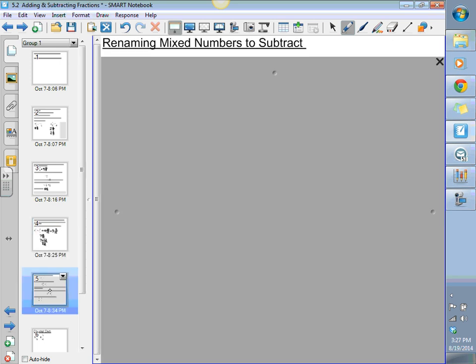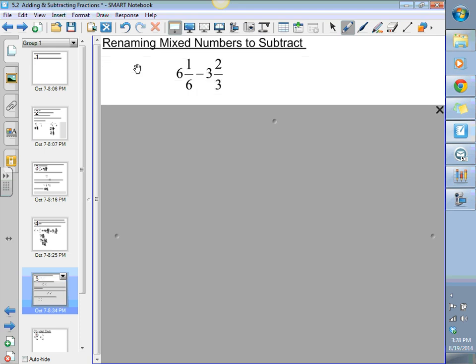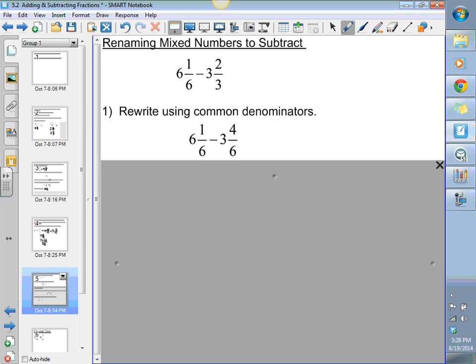Moving on. Renaming mixed numbers so we can subtract. We've got 6 1/6 minus 3 2/3. We rewrite using common denominators. We've got 6 1/6 minus 3 4/6.